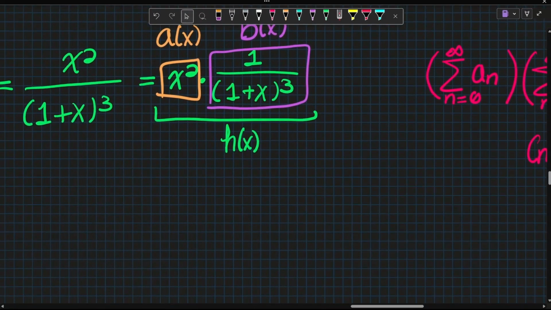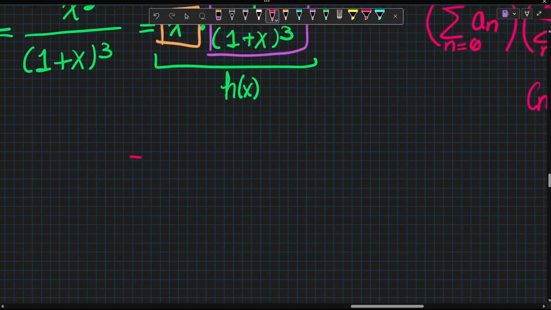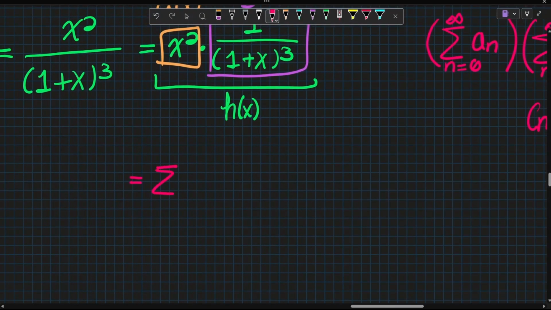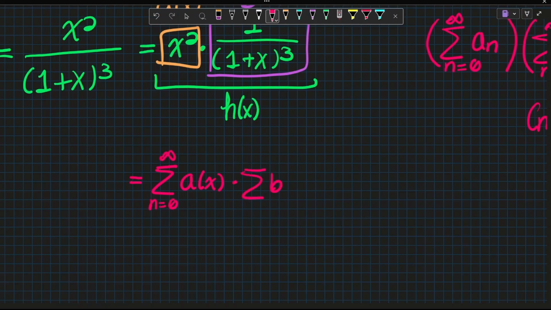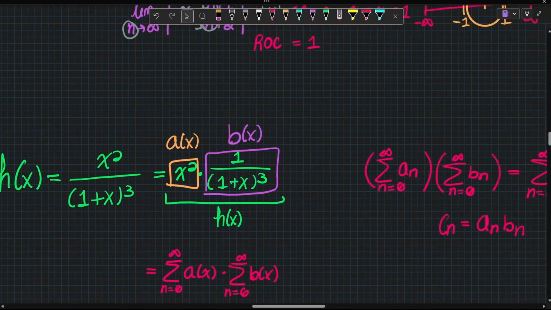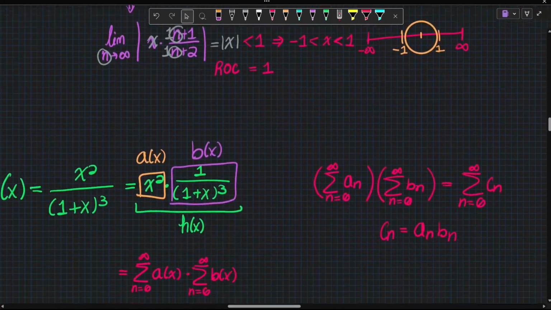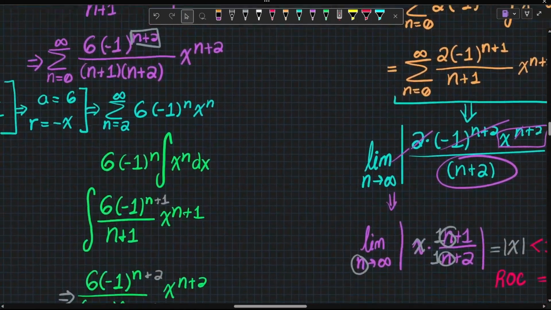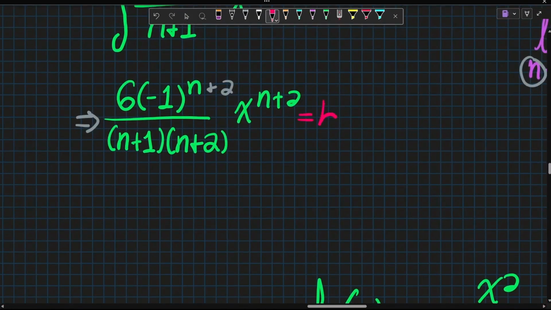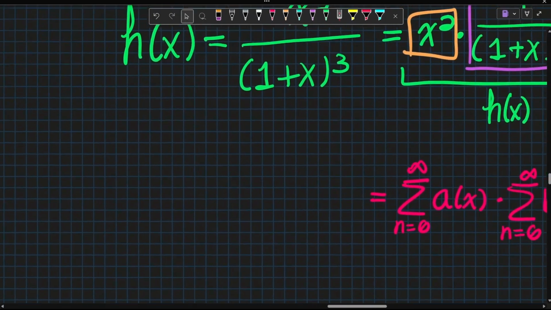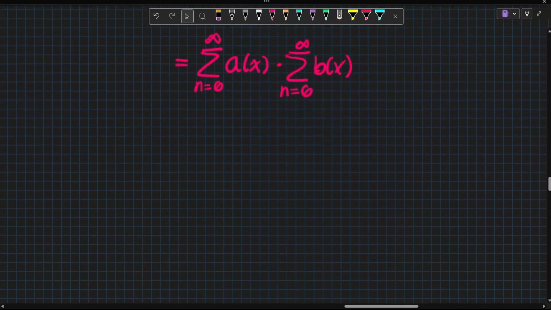So using this fact, we can extract two different series to represent x squared. So let's say a at x, n equals 0 to infinity, times our b at x, right? Okay, so how do we do that? Well, we already know the expression for b of x because we just found it right here, right? So this is our b at x. So how do we find a at x?